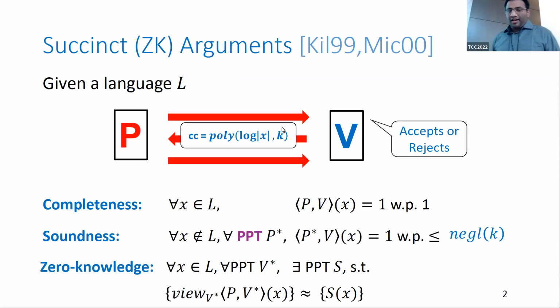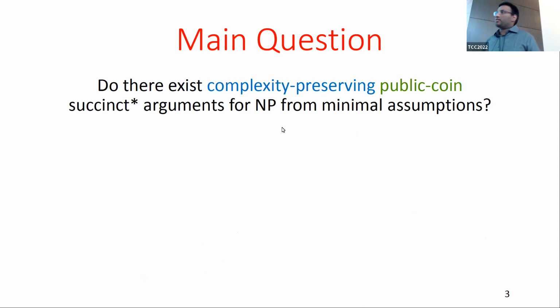So let's start. We first talk about zero-knowledge arguments. There's a prover, and the prover wants to prove to the verifier that a given statement belongs to a language. Here, we get all the standard properties, which are completeness, soundness, and zero knowledge. But additionally, we also want the zero knowledge argument to be succinct. So here we want the communication or the proof size to be polylogarithmic in the statement size and in the security parameter.